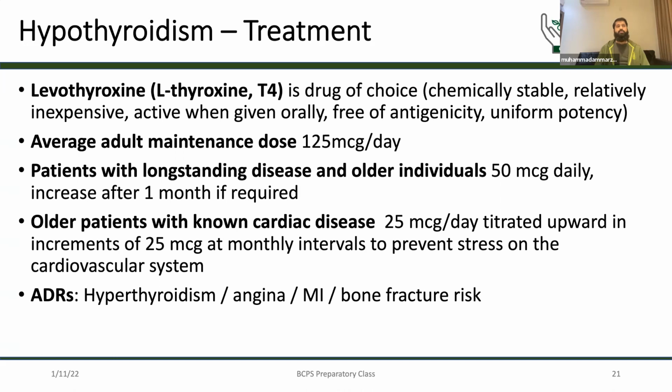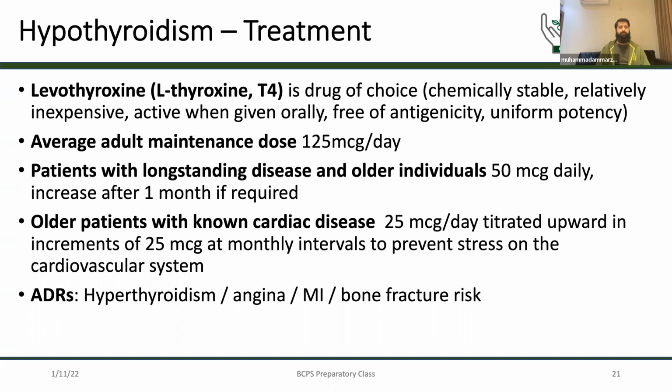And if the patient is older and the patient is also having a cardiac disease, for example, hypertension or angina, or has had an MI before, then you have to reduce the dose even further. So you have to start with 25 microgram per day. So the same concept applies because you are administering T4. T4 could increase the risk of angina or MI in the patient. So you have to reduce the dose in such types of patients.